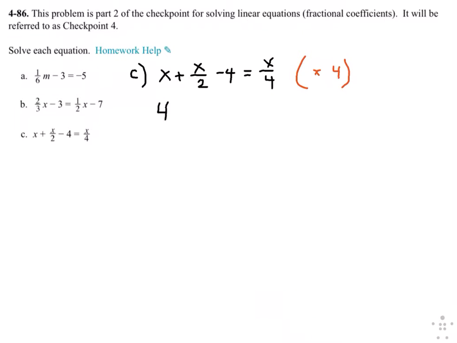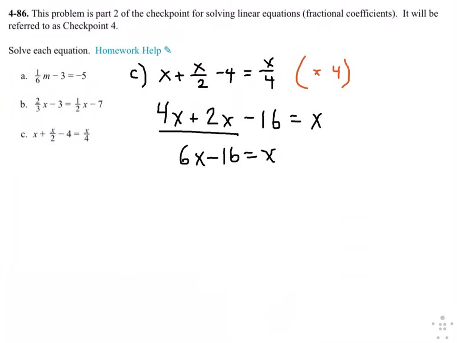So that becomes 4x plus x over 2 times 4 is 2x, minus 4 times 4 is 16, equals x over 4 times 4, which is x, right? So we just get rid of all of our fractions. So like terms, I have 6x minus 16 equals x. Subtract x from both sides. I get 5x minus 16 equals 0.